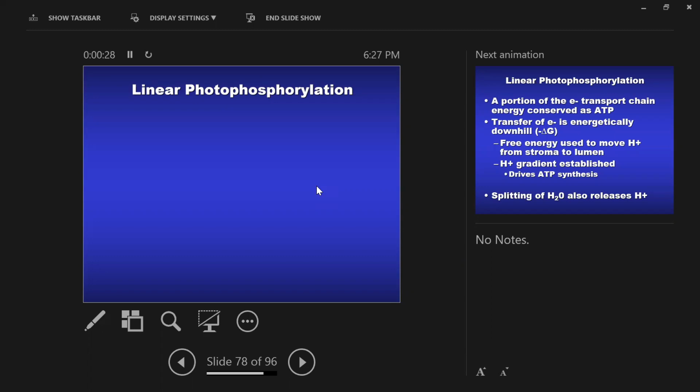So please try to get this straight in your head. Linear means straight line, point A to point B. It has nothing to do with circular. I've seen students confuse that in previous semesters, and it's just exam stress causing you to kind of invert those two. So linear means we're having electron flow from water, all the way through until we end up at NADP+. So that's what they're referring to with the word linear.